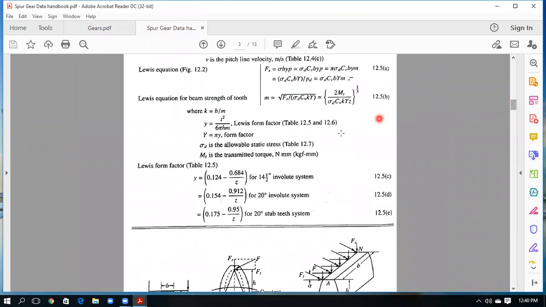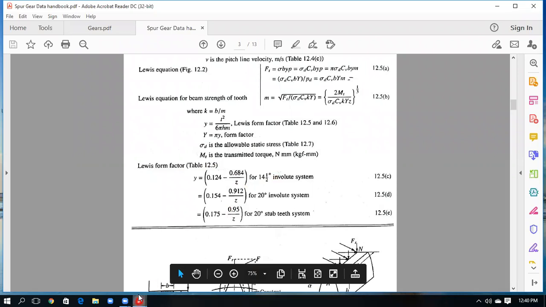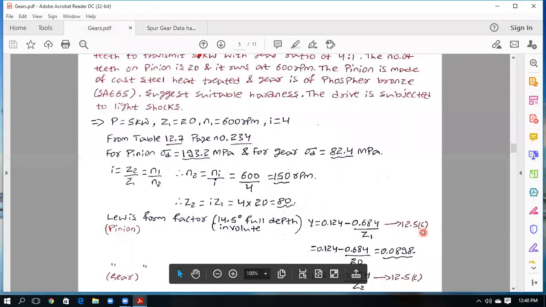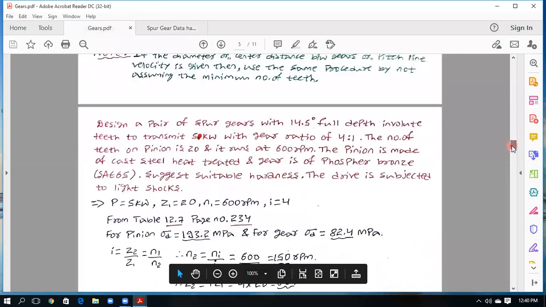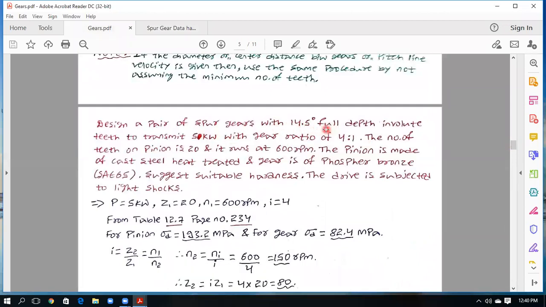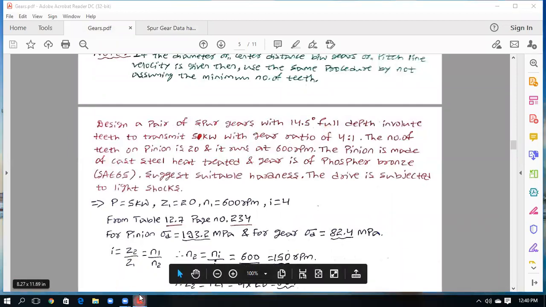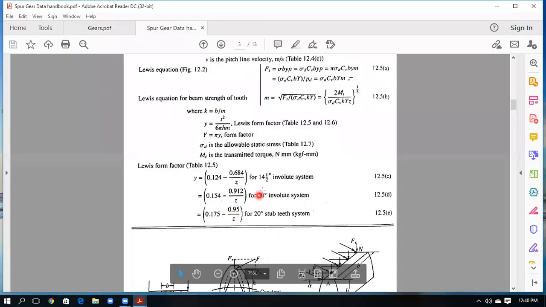Yeah, here it is. These are the three equations for Lewis's form factor. You have to see which one applies in the given statement. Depending upon which involute system the teeth are made of, whether it is 14.5 degree full depth or 20 degree, you need to use the corresponding formula.